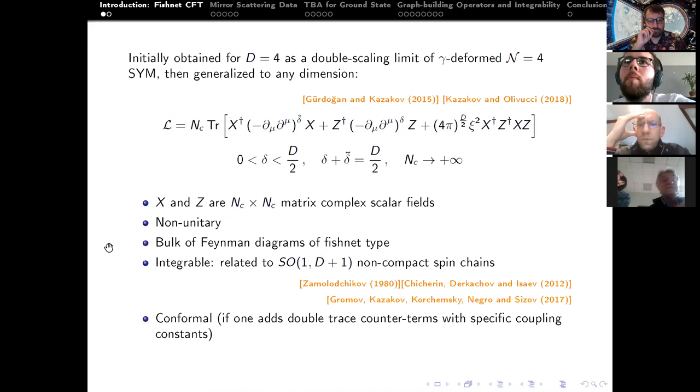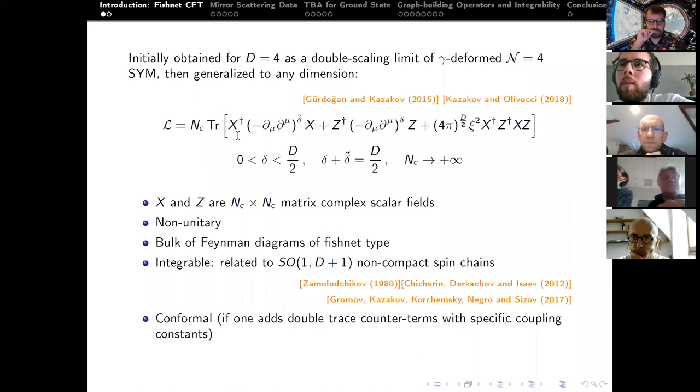So the Fishnet CFT was initially obtained as a double scaling limit of gamma-deformed N=4 super Yang-Mills, which was in four dimensions, and then it was generalized to any dimension. In four dimensions, it was obtained by Gurdogan and Kazakov, and the generalization was by Kazakov and Olivucci. The Lagrangian density for this theory is very simple. You have only two matrix complex scalar fields, X and Z. They are both matrices of size N_c by N_c, and we consider the theory in the planar limit, where N_c goes to infinity.